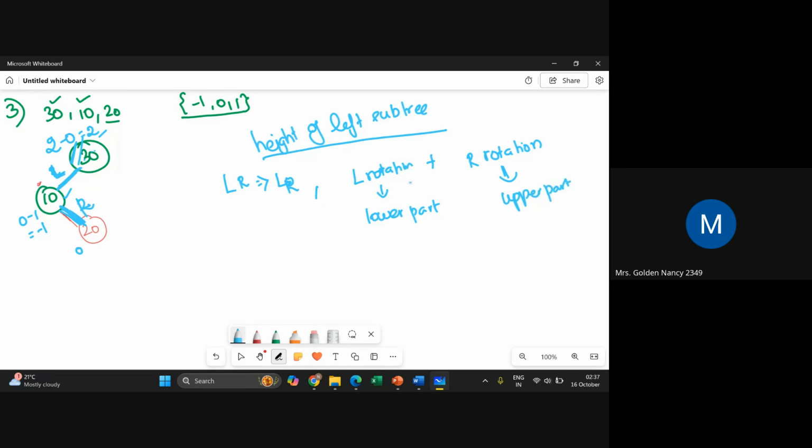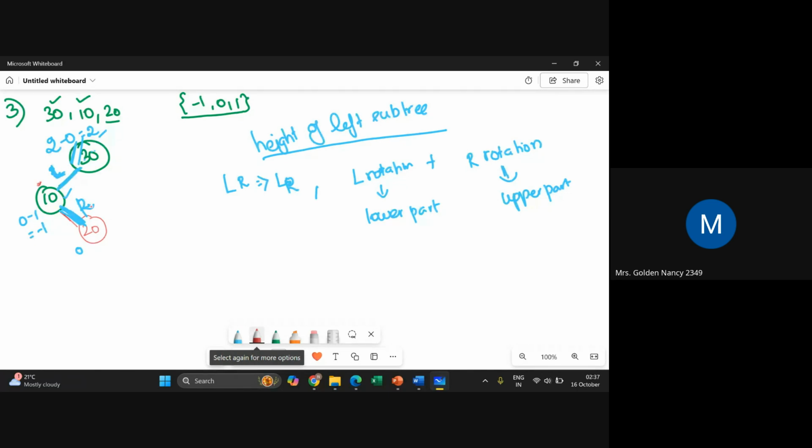Okay, I'll tell you. So you got a problem in 30. Why do you have the problem? Because you have inserted new node 20 in the right of the left subtree. Left and right, so it is an LR rotation. If you got an LR rotation, then you have to do left rotation in the lower part, and right rotation in the upper part.